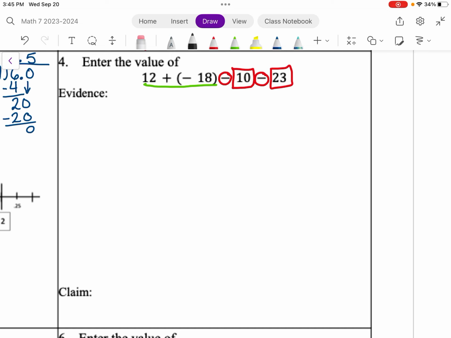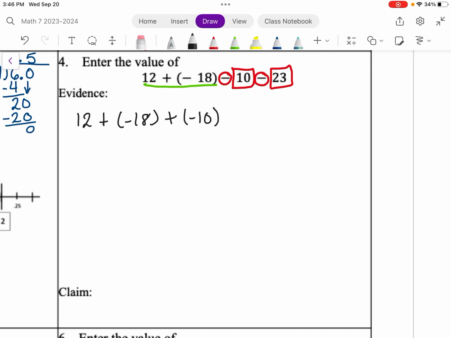The first part, again, doesn't get touched, so it stays the same as 12 plus negative 18. Notice how I didn't change the negative 18 into a positive. We want to keep it the same. So if it's a negative, it stays a negative. This next part is when we start changing things. So my minus sign changes into a plus sign. My positive 10 has to change to a negative 10 because the opposite of a positive is a negative.